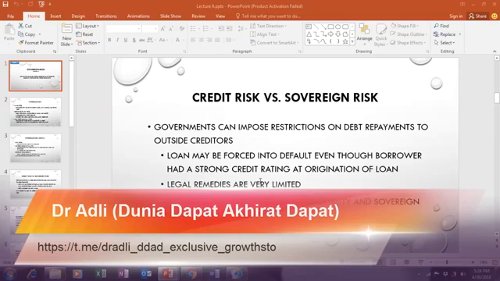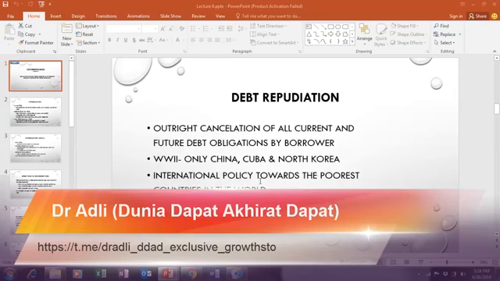Example: Iraq, Syria. Afghanistan. Somalia, right? Why Somalia? Because they are at war, and so on. Okay, debt repudiation. What is actually debt repudiation?